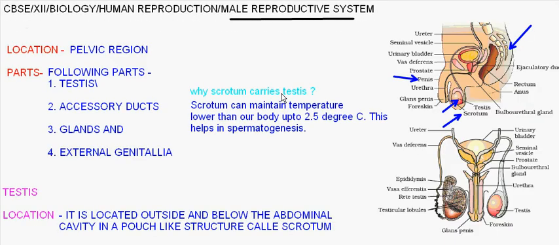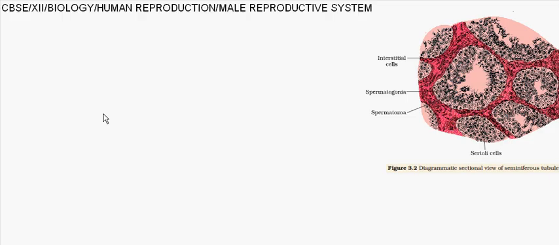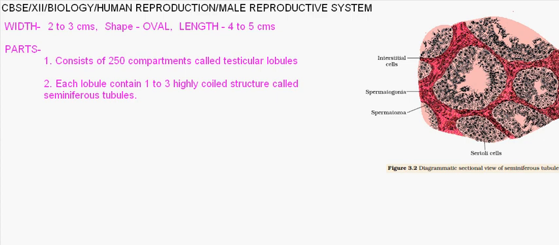Okay, so let me show you. This is the testicular lobule, as you can see in this image, and seminiferous tubule is actually not shown in this image. Now coming to the next part. These seminiferous tubules consist of two types of cells inside. So we'll write like this: inner wall is lined with two types of cells.